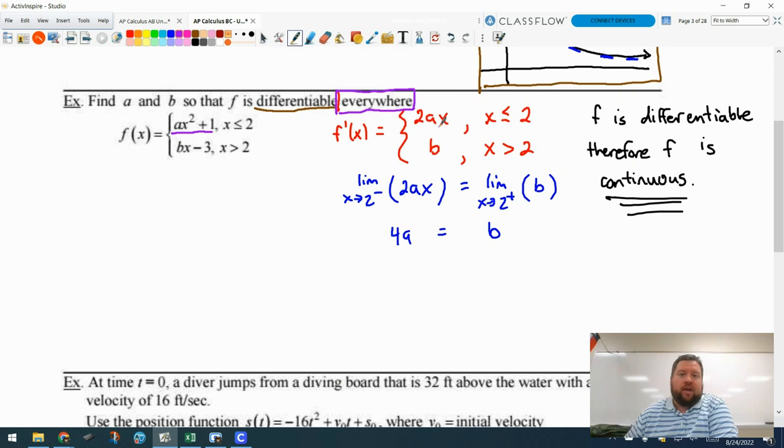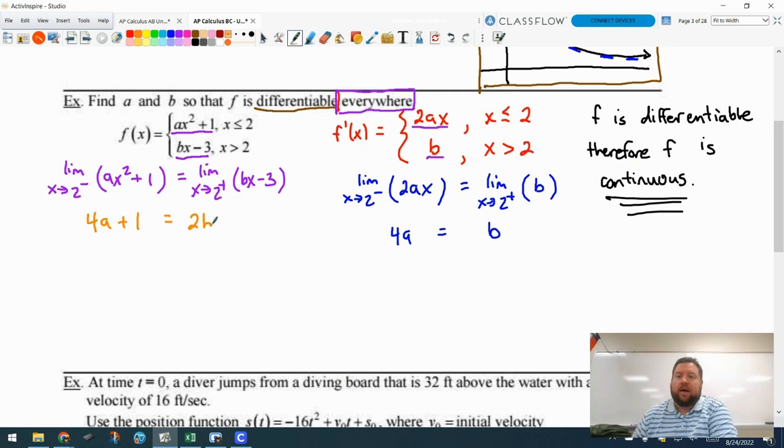All right, so now we're going to go back to this function. We're going to do the same left-hand and right-hand limits over here. The limit as x approaches 2 from the left of ax squared plus 1 has to equal the limit as x approaches 2 from the right of bx minus 3. All right, so we're going to do direct substitution. Plug 2 in. 2 squared is 4, so that's 4a plus 1. Direct substitution over here, 2b minus 3.